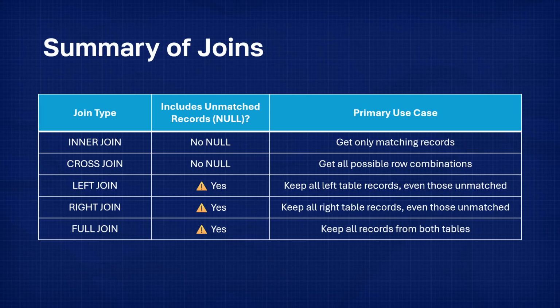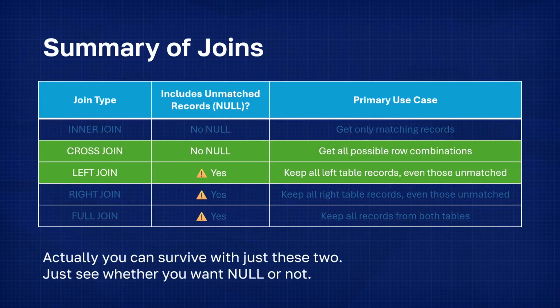Essentially from these 5, normally I will just use these two because you can simulate your inner join with cross join. Plus, you don't need a right join. You can just use left join. Full join, I don't think I have used this before also, at least not in this module. So actually, you can survive just with these two. That is where I will give you a very quick quiz to determine which of these two you should use.